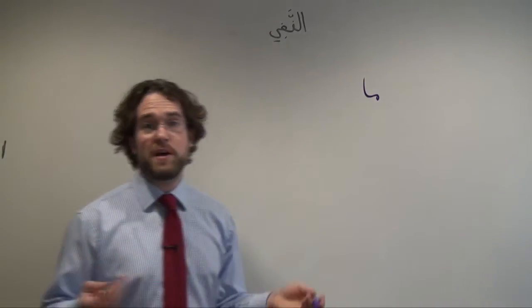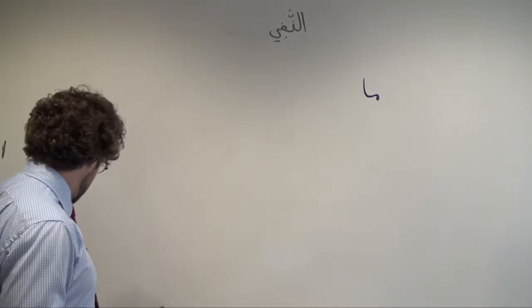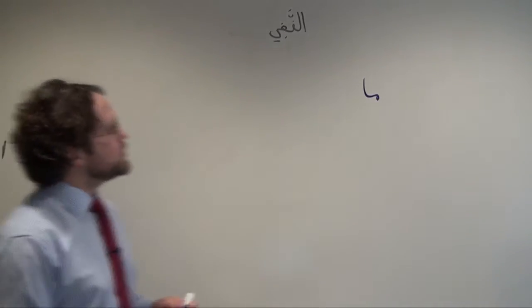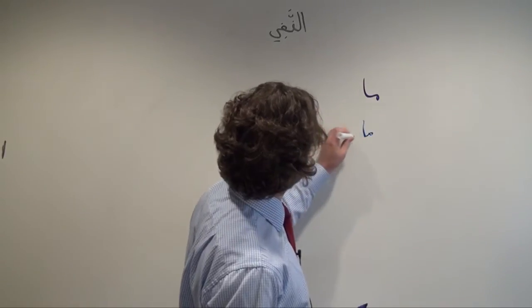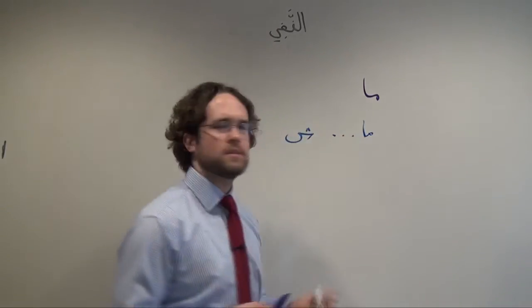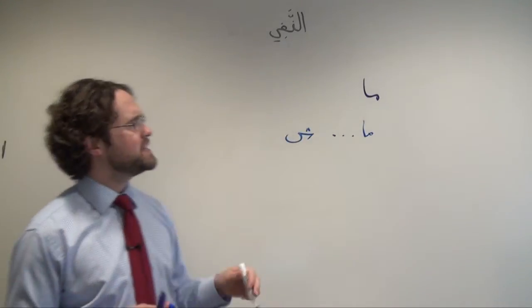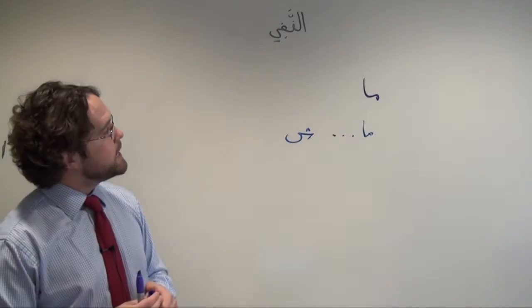In Levantine, we're going to negate verbs using the particle ma for past and present and future tense. And in Egyptian, we're going to use a combination of ma and sh. Ma plus a sheen at the end. And we're going to kind of sandwich that verb in between.